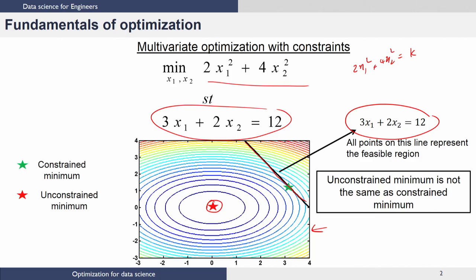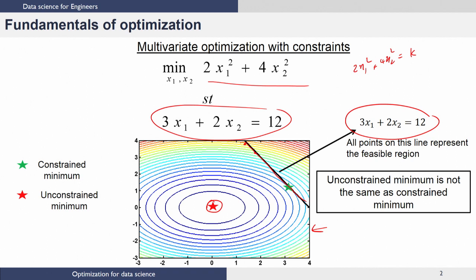Now, you notice that you could pick many points on this line. For example, you could pick this point, and the objective function value at that point would correspond to a contour which intersects this point. If you pick a point here, you would have another objective function value, corresponding to the constant function contour that intersects the line at that point.